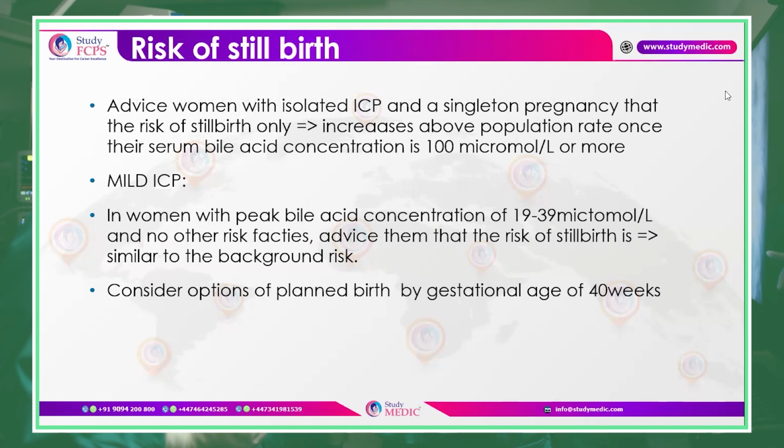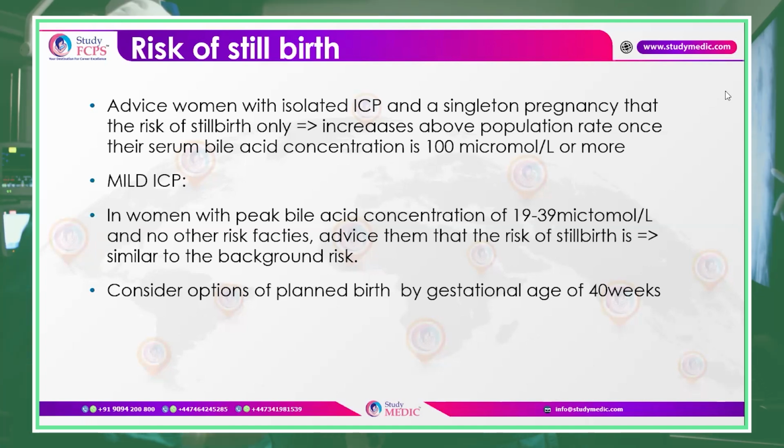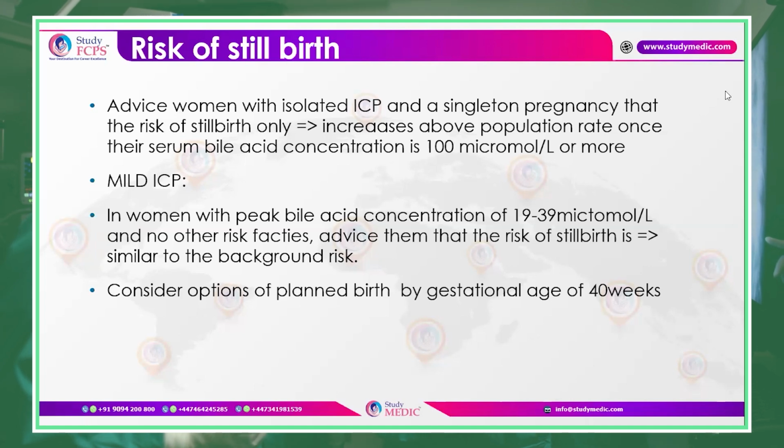In mild intrahepatic cholecystitis of pregnancy, in women with bile acid concentration of 19 to 39 micromole per liter and no other risk factors, advise them that the risk of stillbirth is similar to the background risk. And in patients with mild intrahepatic cholecystitis of pregnancy, we consider planned birth by a gestational age of 40 weeks. That could be by normal vaginal delivery or cesarean section, and it would be individualized.